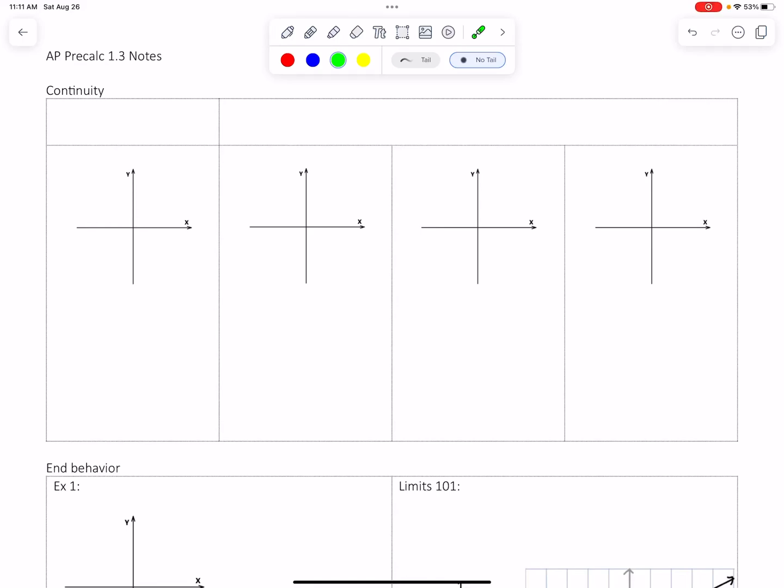Welcome to 1.3 Notes, where we are talking about continuity and end behavior. In order to describe that, we're actually going to use limits. So let's jump into continuity.